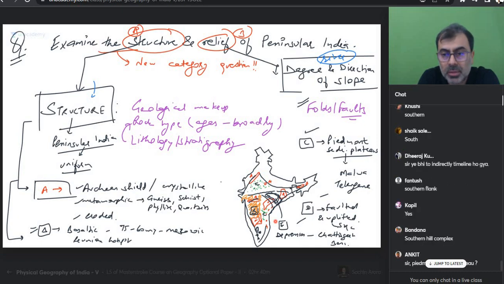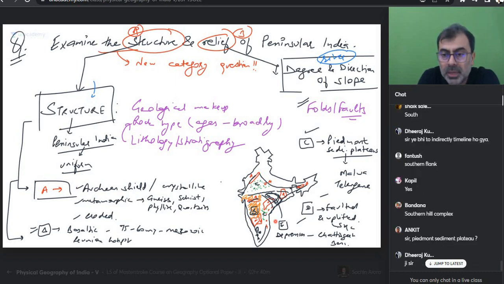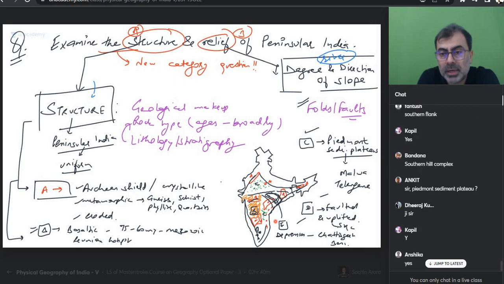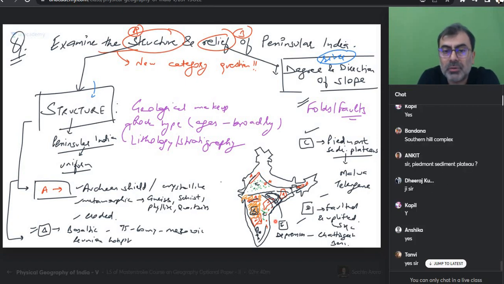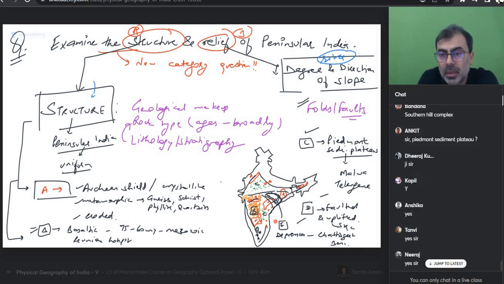Is the map visible? I have made a small map. So what is Piedmont plateau? Piedmont plateau is a plateau created by sediments at the foot of a mountain. So the plateau at the foot of the Aravalli, I have called Piedmont. I want to use the technical terms. I can simply say sedimentary plateau, Ankit, but I decided to call them Piedmont plateau. Piedmont means at the foot of the mountain.